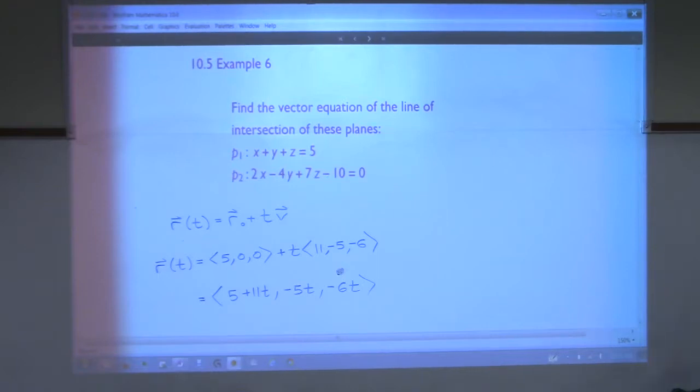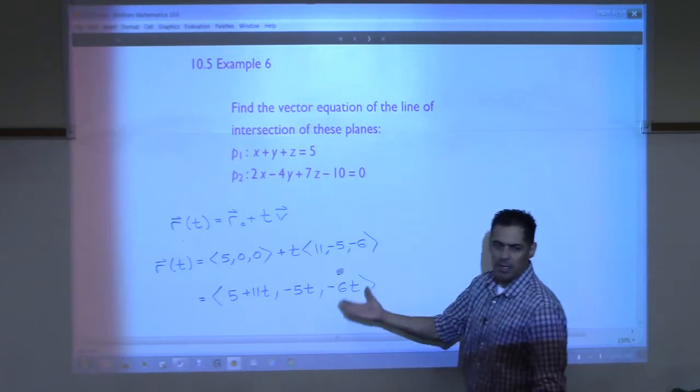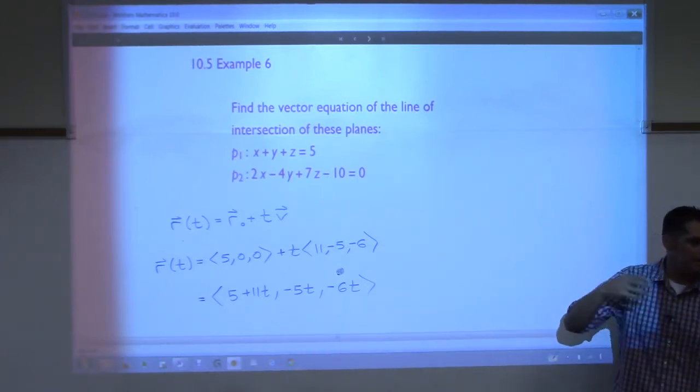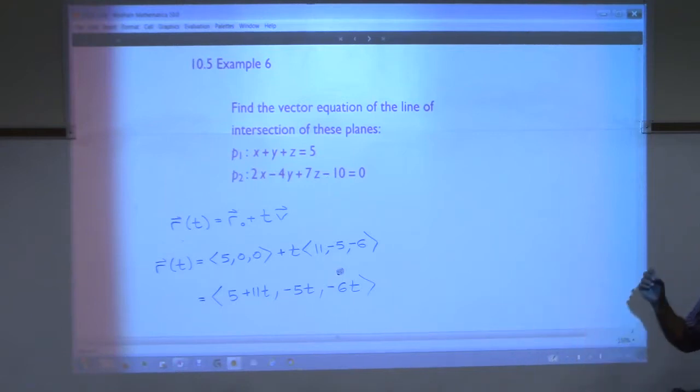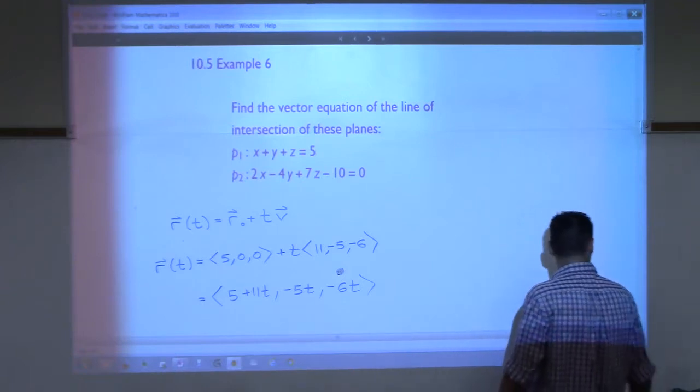Can we generate the point 5, 0, 0 with this? What would we let t be? If t was 0, we would actually spit out the point 5, 0, 0, right? But if you let t vary now and you let t be any real number, you're going to draw the entire line. All right. Good. Let's move on.